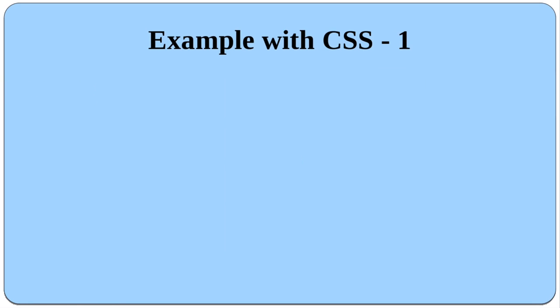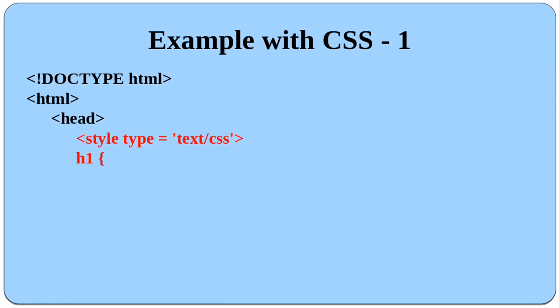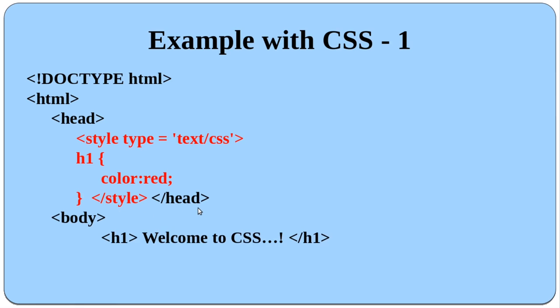Now observe this example with CSS. Here we have head section. Under this head section we write styles, style type equals to text or CSS. H1 is the selector. In the declaration block you write color red, that means you want to display the text in red color. Style tag closed, head tag closed. Then body section you have H1 welcome to CSS.